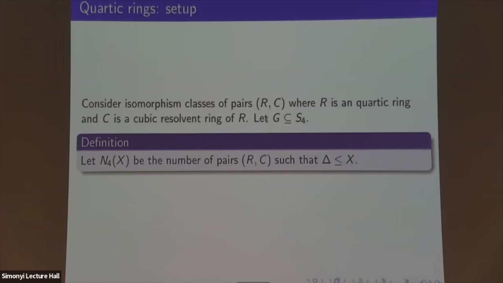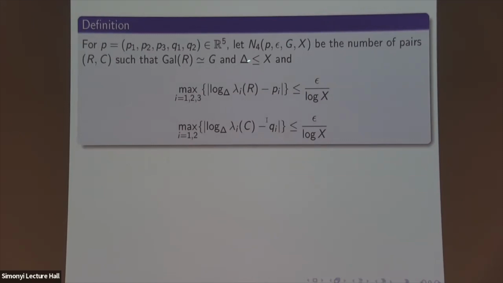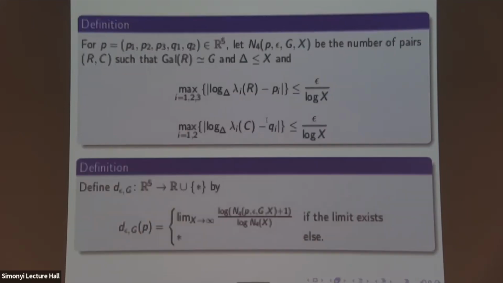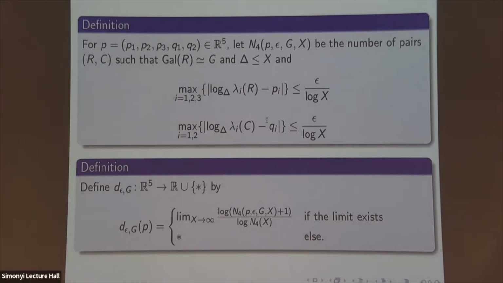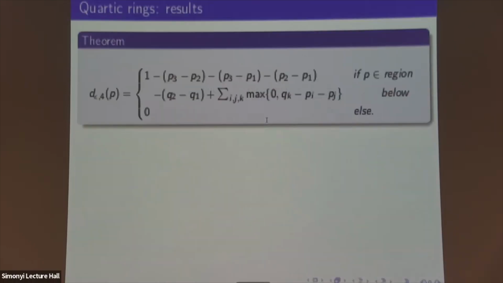And again, a theorem of Bhargava's shows that this is approximated by some constant times X. And I expect this to also be some constant times X to the alpha. So again, I want to extract that number alpha. So I define the density function in the exact same way. Here, the density function is now a function on R5, taking values in R union star, and it's defined in the exact same way to extract that number alpha. So now I want to know the value of the density function. And you can compute it. So here's a theorem.